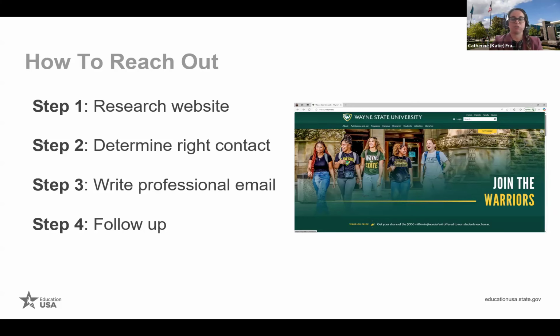Most universities will have a frequently asked questions page that will go through the detailed answers and will give you detailed admissions guidelines as well. So that's something to start with. That's your step one, is to find out deadlines, documents, application procedures. Step two is then determining who to reach out to, right?